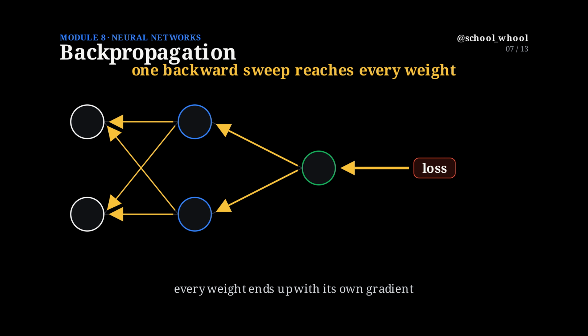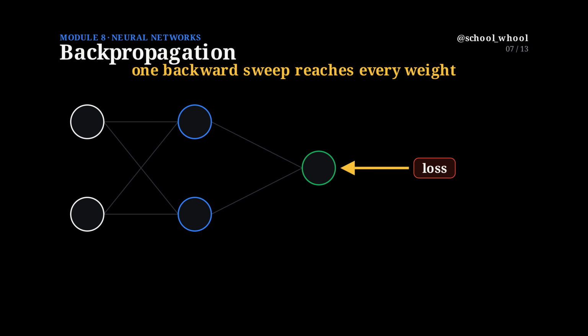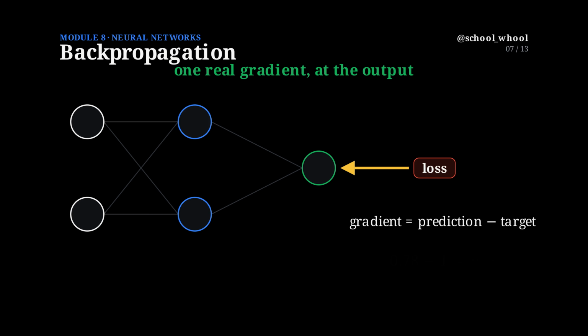Let's compute one real gradient, the easiest one, right at the output. For this loss, the gradient at the output is just the prediction minus the target. Take 0.78, subtract 1, and you get minus 0.22. Negative, exactly the downhill slope we saw on the curve.